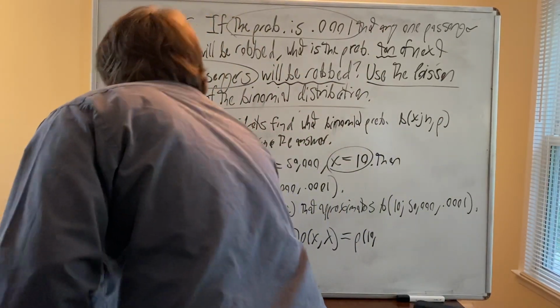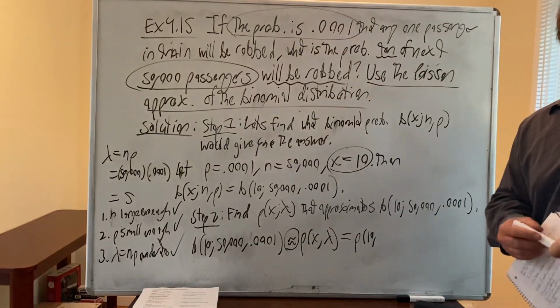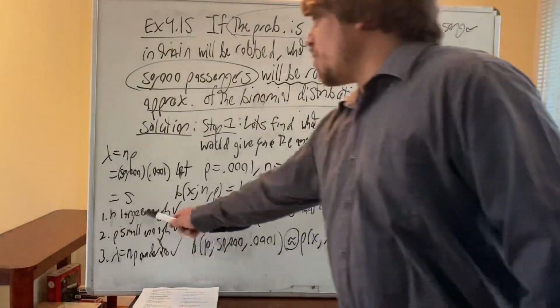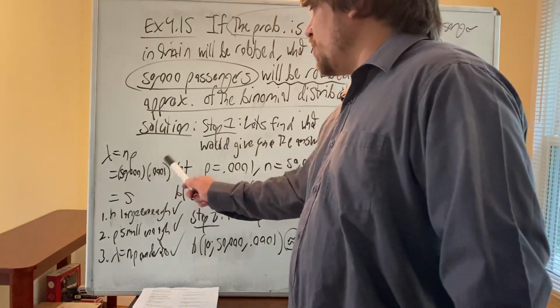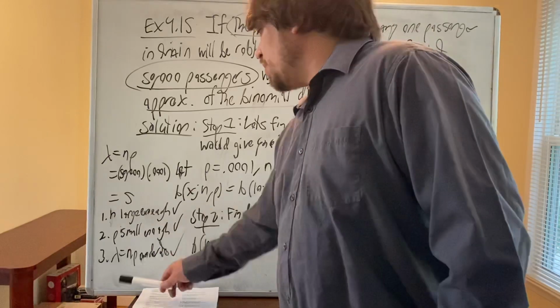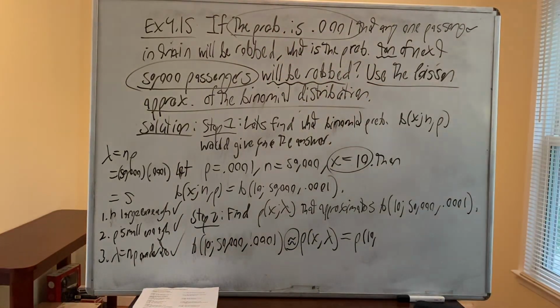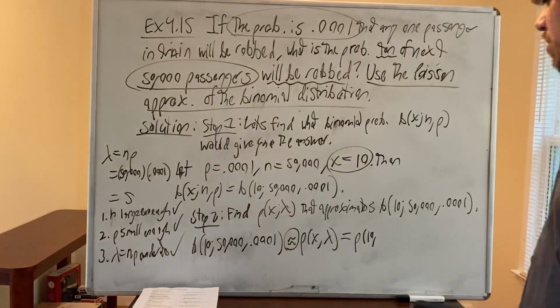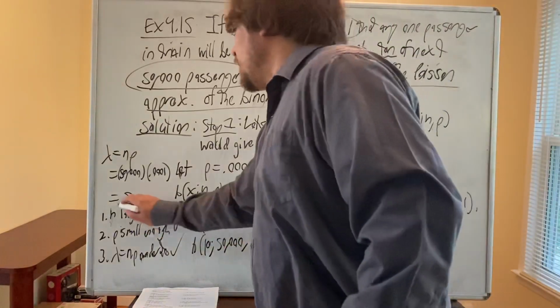Okay, so those are the 3 things we need in order to say that the binomial probability is approximately the Poisson probability. Little n is large enough, 50,000, good. Little p is small enough, 0.0001, that's good. And lambda equals np is moderate, lambda is 5. So all 3 of those check out, and so the binomial probability is approximately the Poisson probability. That's the Poisson probability where x is 10 and lambda is 5.